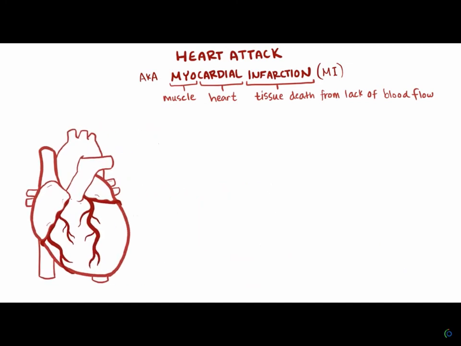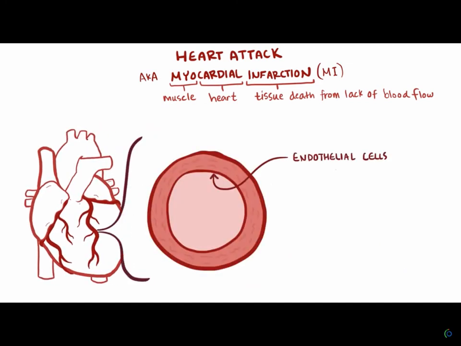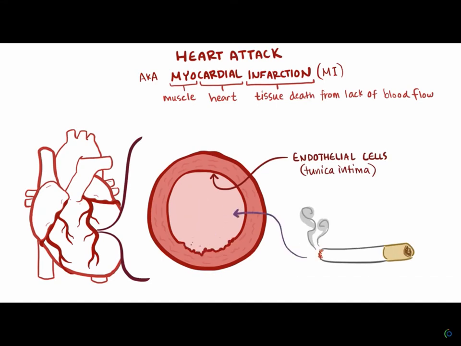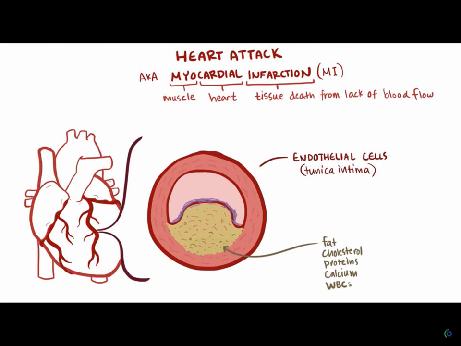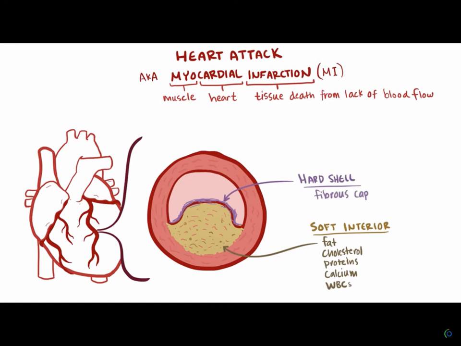Almost all heart attacks are ultimately a result of endothelial cell dysfunction, which relates to anything that irritates or inflames the slippery inner lining of the artery, the tunica intima. One classic irritant are the toxins found in tobacco, which float around in the blood and damage these cells. That damage then becomes a site for atherosclerosis, a type of coronary artery disease where deposits of fat, cholesterol, proteins, calcium, and white blood cells build up and start to block blood flow to the heart tissue. This mound of stuff has two parts to it: the soft, cheesy textured interior and the hard outer shell, which is called the fibrous cap. Collectively, this whole thing's ominously called plaque.